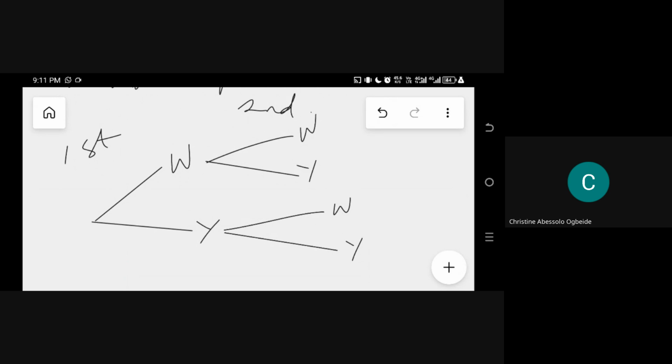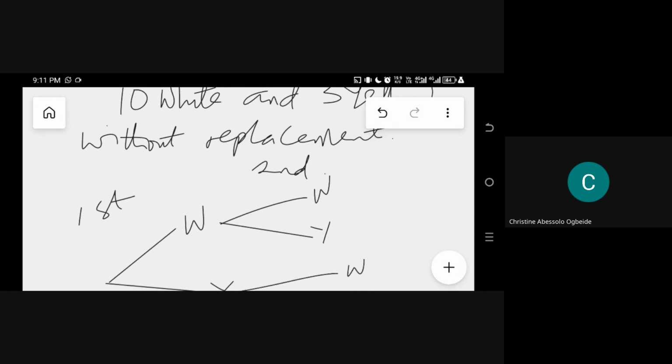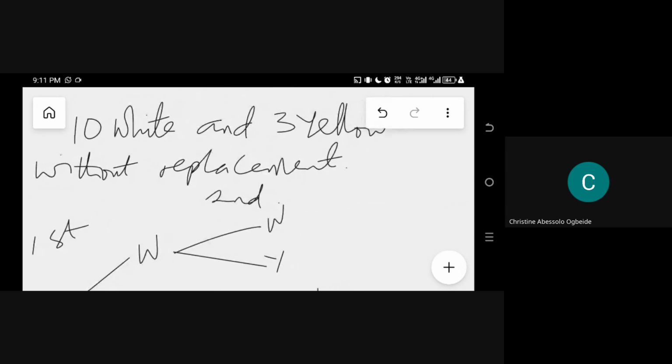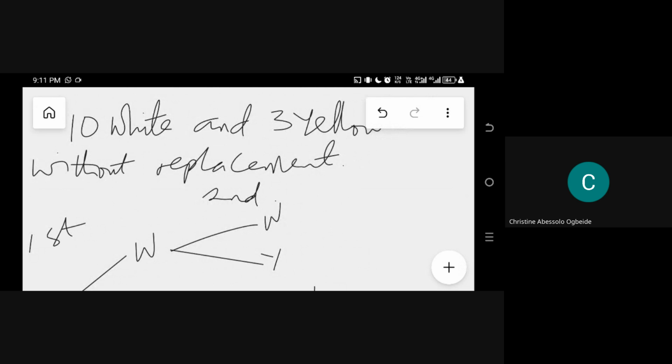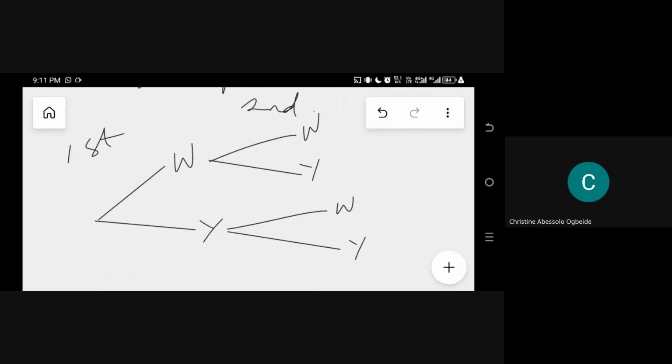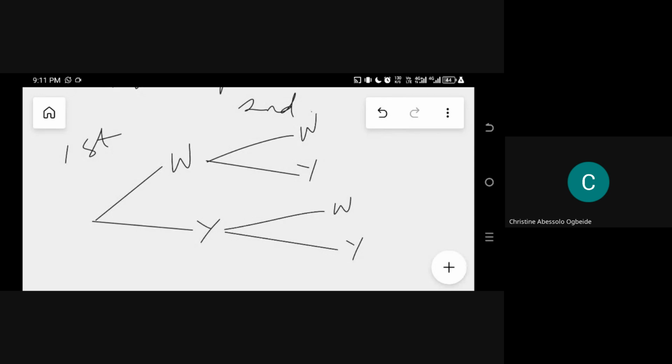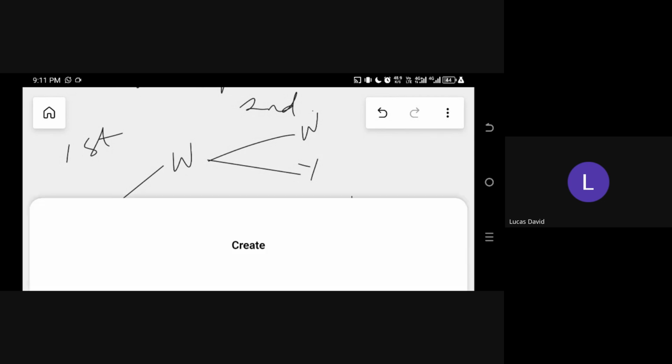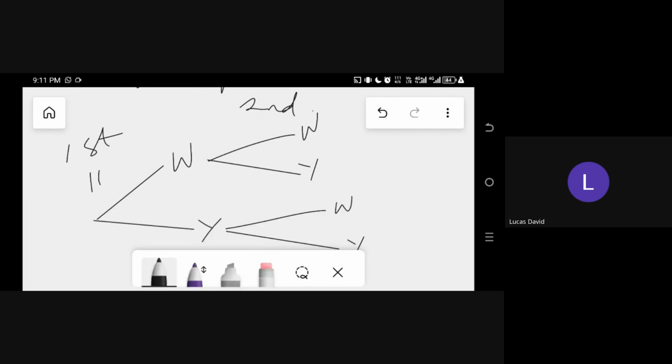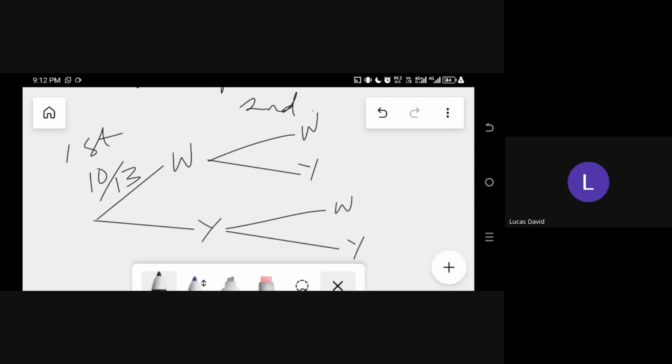All right. So who's taking the first one? Lucas, if it was white I picked the first time, what's the probability? Remember, 10 white, 3 yellow. So you have to find the total first. So if it was white I picked the first time, Lucas, what's the probability for white? 10 over 13. That 13 is ugly. And this one is fine.